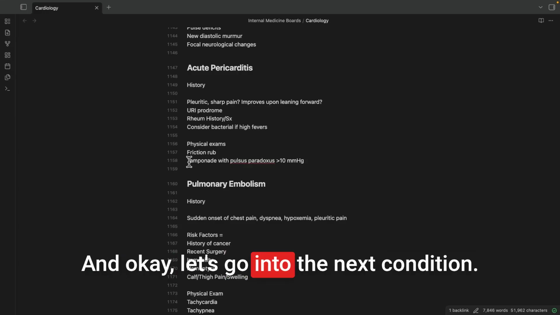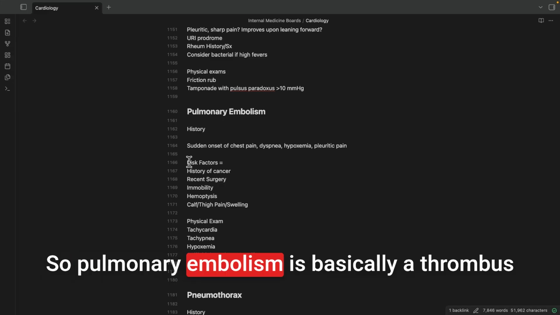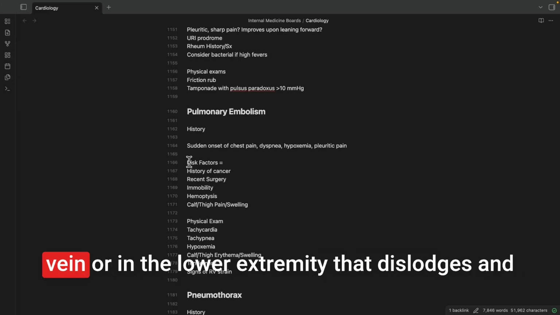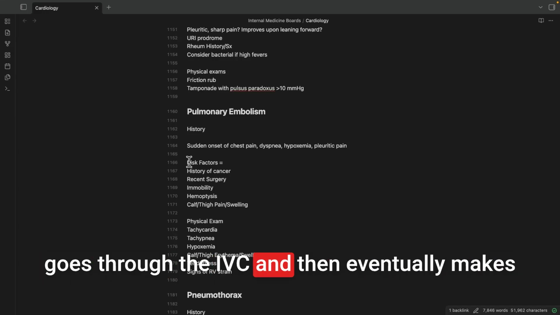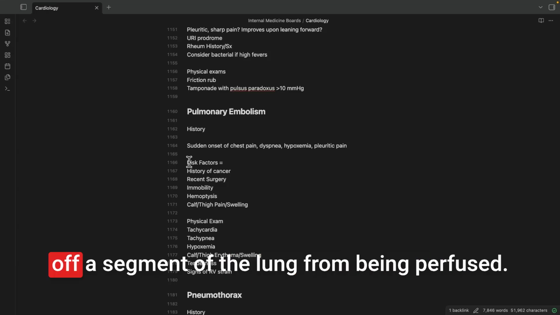Okay, let's go into the next condition. So pulmonary embolism. So pulmonary embolism is basically a thrombus that dislodges, usually from the proximal femoral vein or in the lower extremity, and goes through the IVC and then eventually makes it into pulmonary circulation and blocks off a segment of the lung from being perfused.